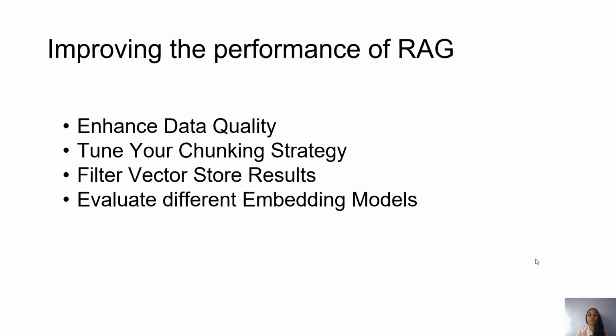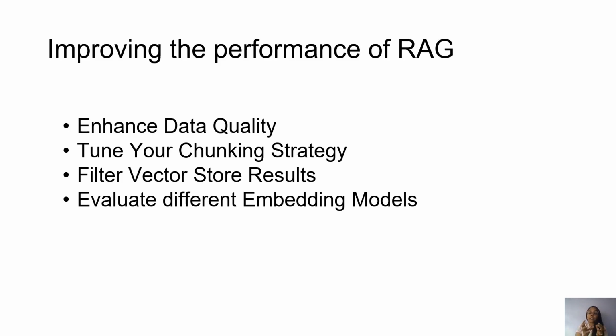Another way is to filter the vector store results. Implement filters to refine the results returned from the vector store, and ensure that they are closely aligned with the query's intent. Use metadata effectively to filter and prioritize the most relevant content. Another way to improve the performance of RAG is to experiment with different embedding models. Try different embedding models to see which provides the most accurate representation of your data.